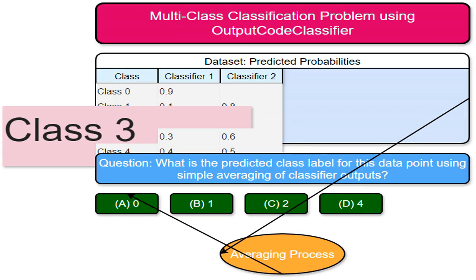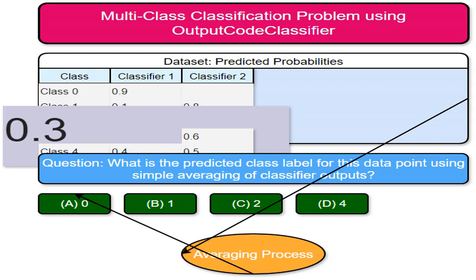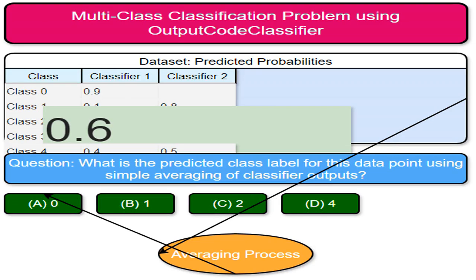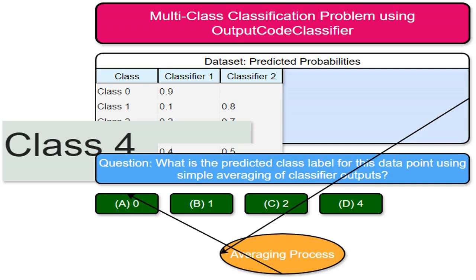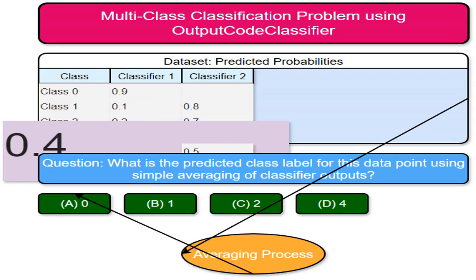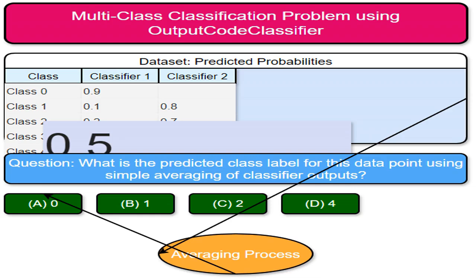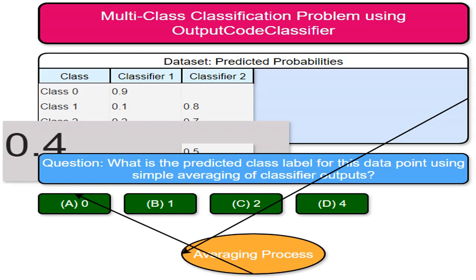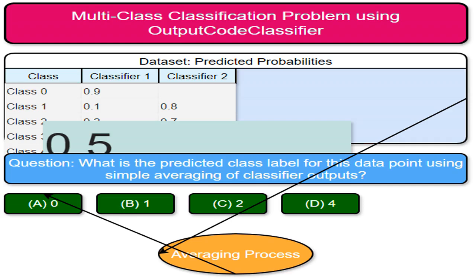This indicates the start of class 3 predictions. Probability of class 3 from the first classifier. Probability of class 3 from the second classifier. This denotes the start of the predictions for class 4. Probability of class 4 from the first classifier. Probability of class 4 from the second classifier. This is one of the multiple choice options for the predicted class label. This is another option for the predicted class label.